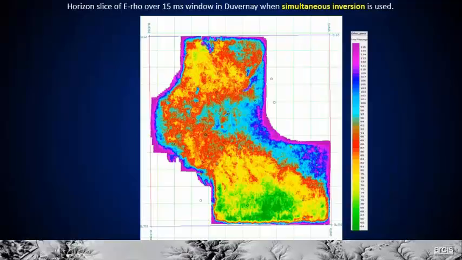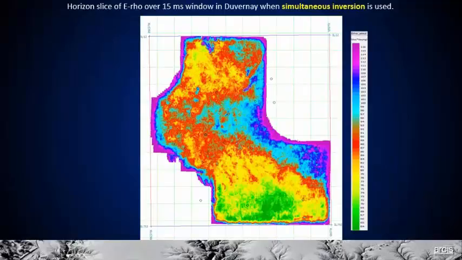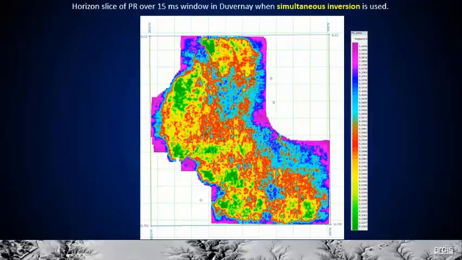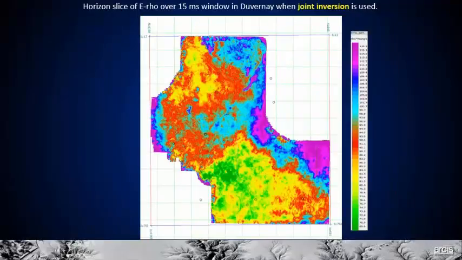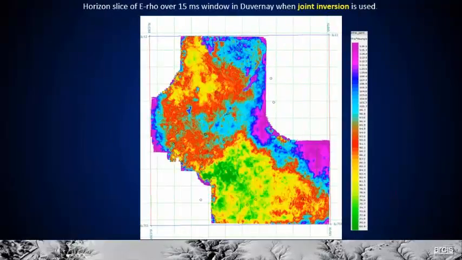So in the 15 millisecond window from the E-rho attribute, you see this kind of variation when you look at the simultaneous inversion. And when you look at the joint inversion, you see there is a difference, an equivalent display. And similarly, if I show you the Poisson's ratio, again, you have this kind of a distribution from simultaneous inversion. But if I show you from the joint inversion, it is more like this. And this one is more like the E-rho interval that I've shown you earlier, a couple of slides ago. And so these look more consistent than the simultaneous inversion.